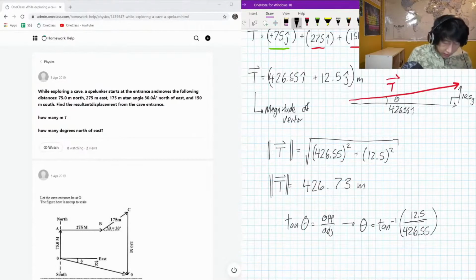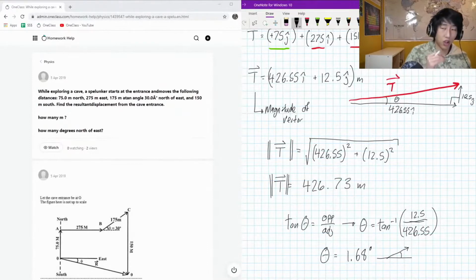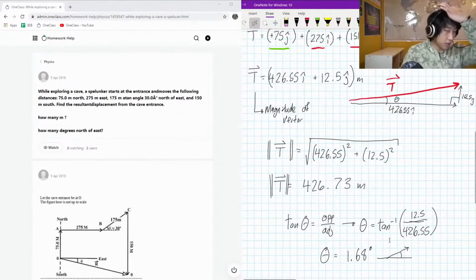So 12.5 divided by 426.55. The result of this calculation I got is theta equals 1.68 degrees, and it's going to be this way, just counterclockwise of a horizontal toward the right. It's good to draw a little symbol like this, to specify where this angle is with respect to. So that would address all parts of this question.